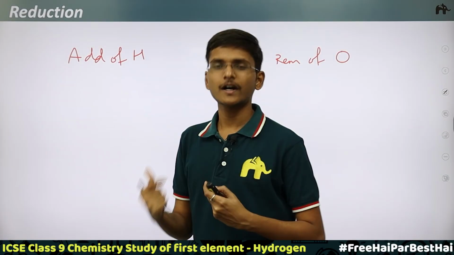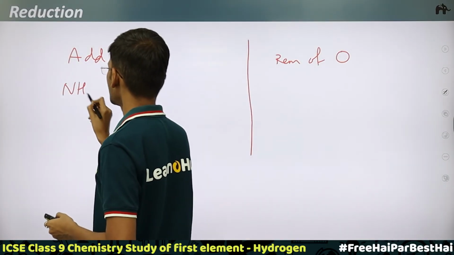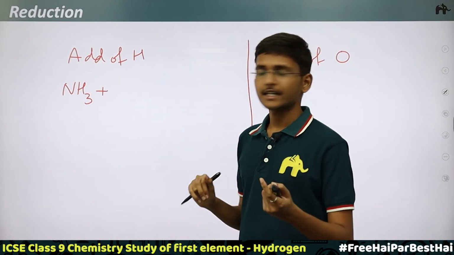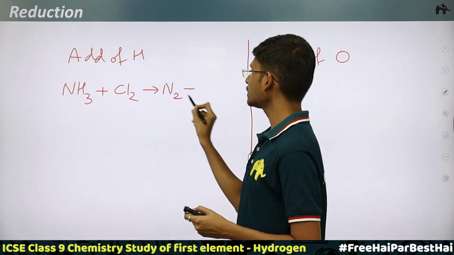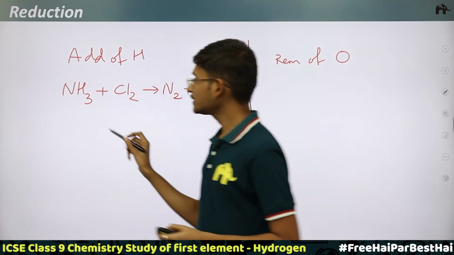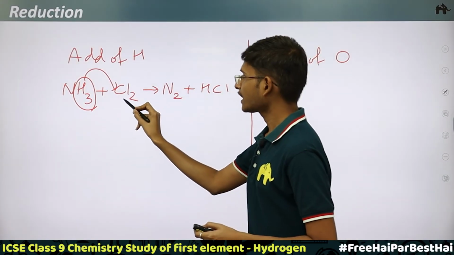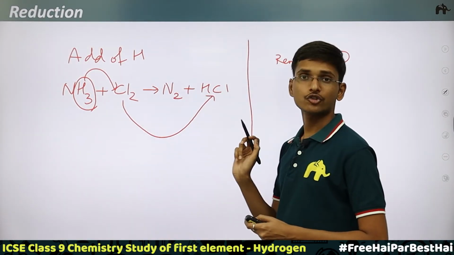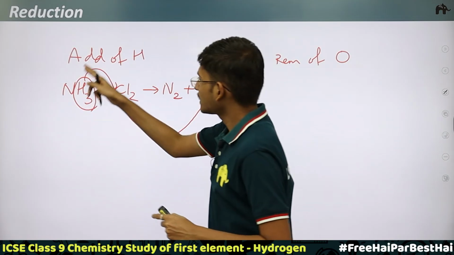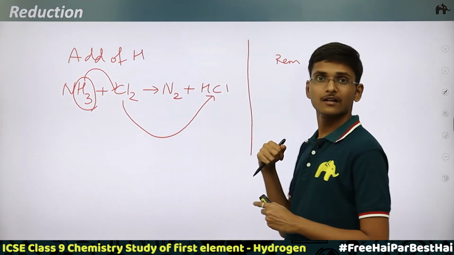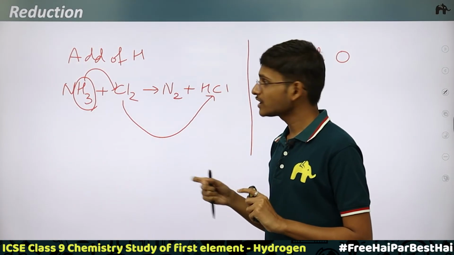Whenever you observe addition of hydrogen in a reaction, that is a reduction reaction. For example, suppose I take ammonia and treat it with chlorine. I get nitrogen and HCl. Here you can observe that hydrogen is getting added to the chlorine, and after addition of hydrogen, the chlorine is converted into HCl. Since addition of hydrogen takes place to form HCl, it is a reduction reaction. In which reactant is the addition of hydrogen taking place? In chlorine.